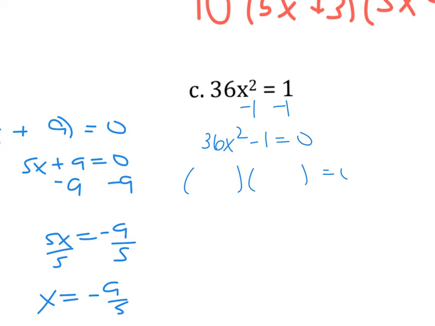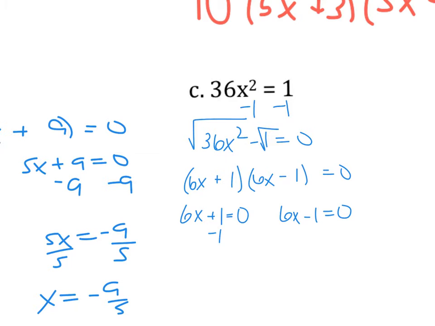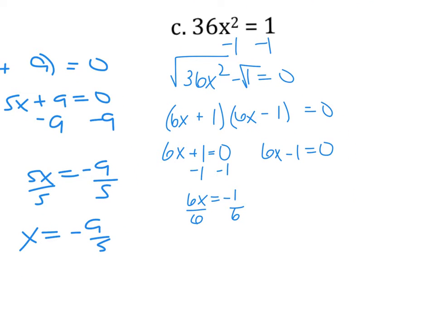So we're just going to go through this one more time. We take the square root of the first part, square root of the second part, plus and a minus, and then we're going to set each factor equal to 0, and then we'll solve. So we subtract 1, divide by 6, add 1, and divide by 6. So we end up with negative 1/6 and positive 1/6. And that's all there is to it.